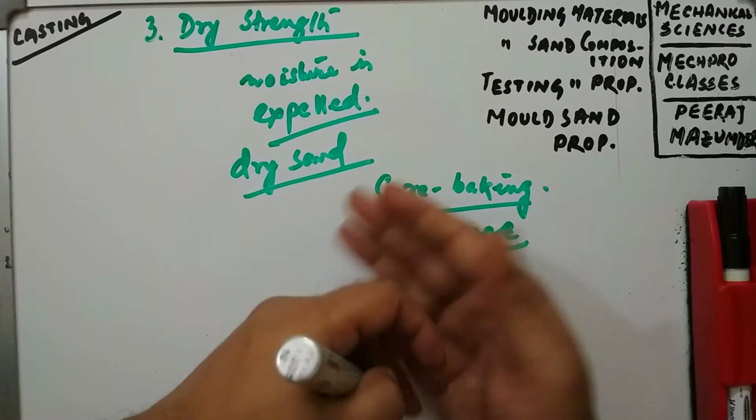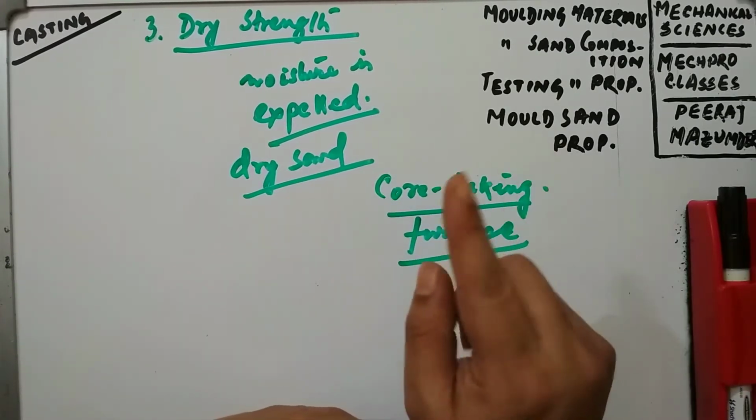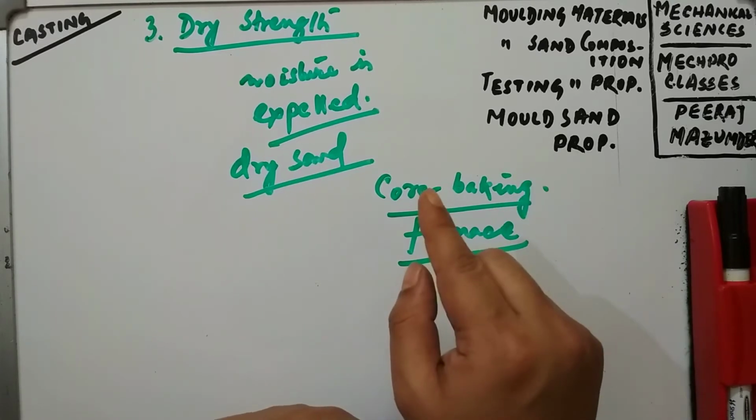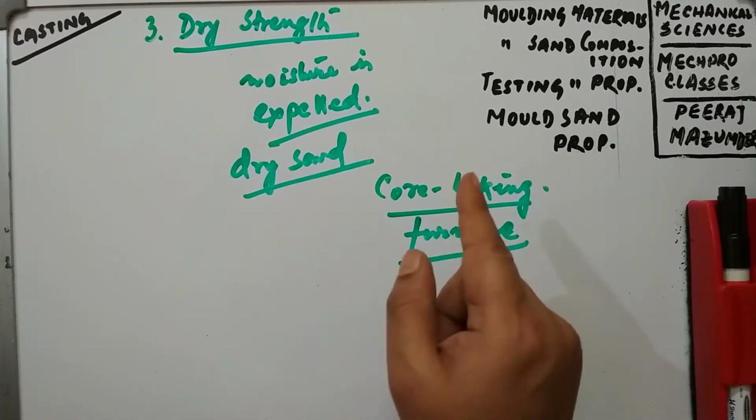Now previously we learned the green strength, that is the strength of the moisture containing sand, that is the strength of the green sand. So green strength is for green sand. Now dry strength is for dry sand as well.